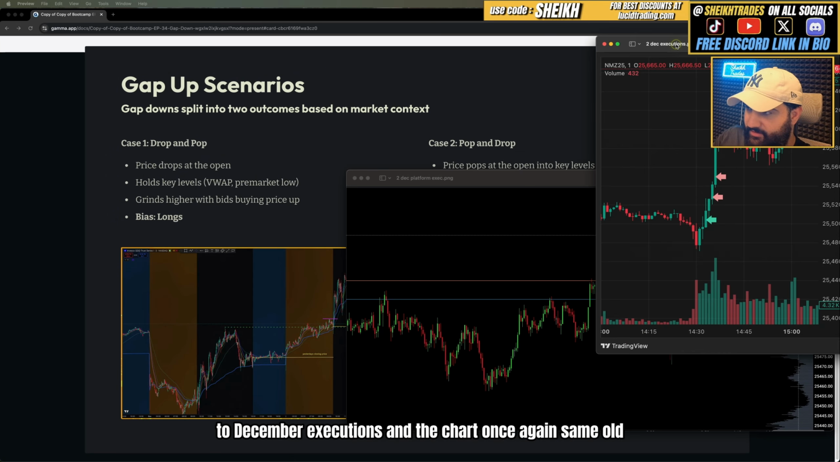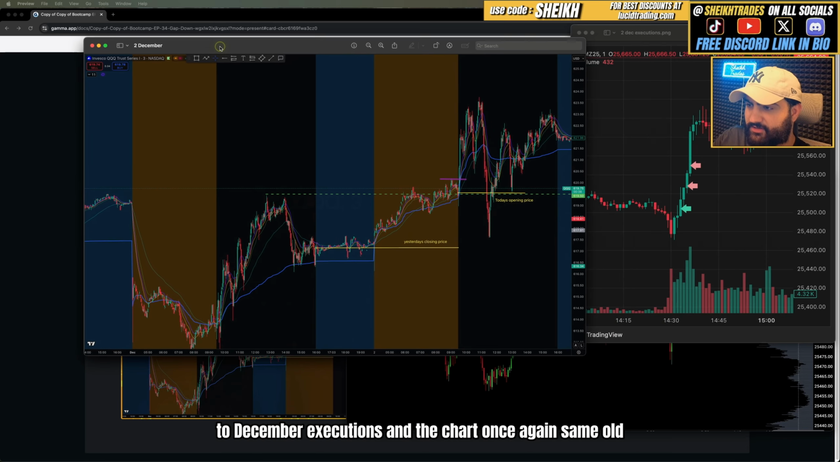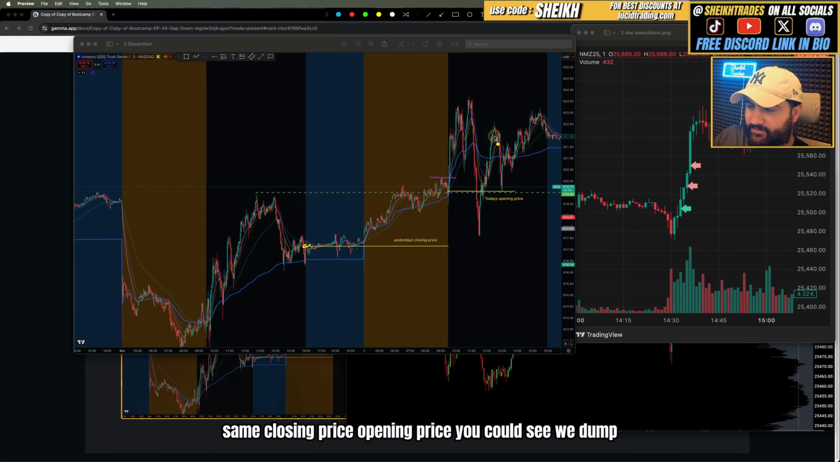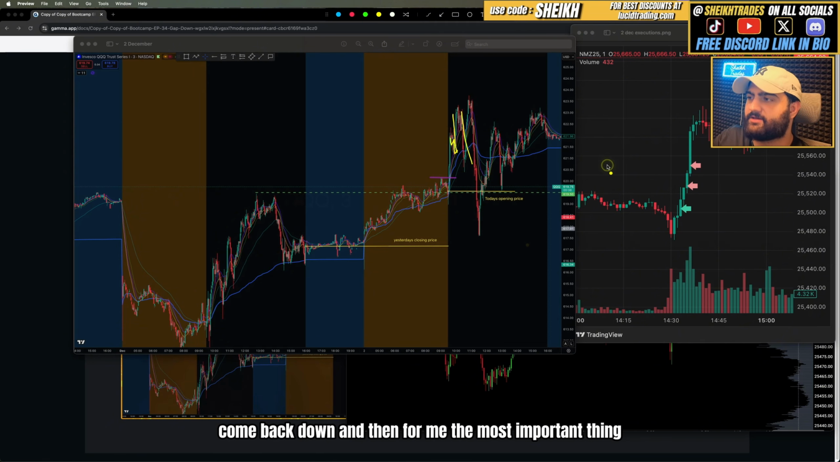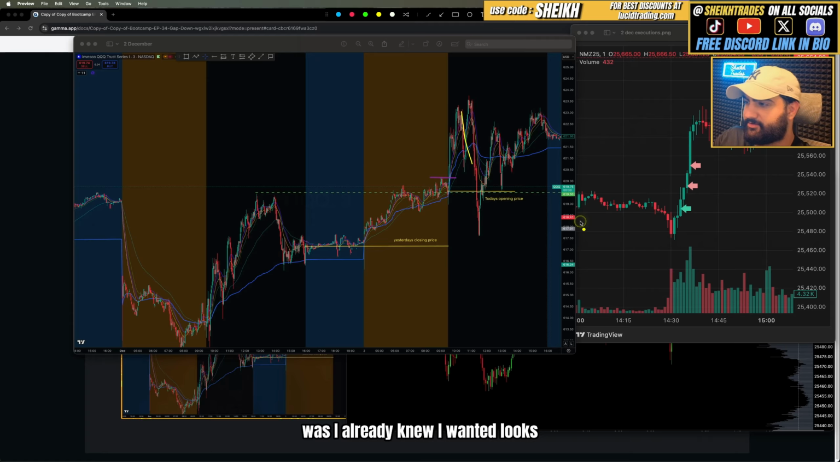To December executions and the chart. Once again, same old same. Closing price, opening price. You could see we dump, we go back up, we chop, go back up, come back down. And then for me, the most important thing was I already knew I wanted longs. You could see we get our drop, we go back up.